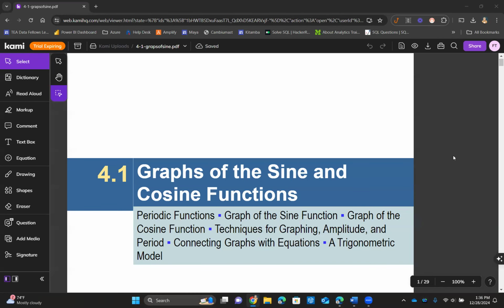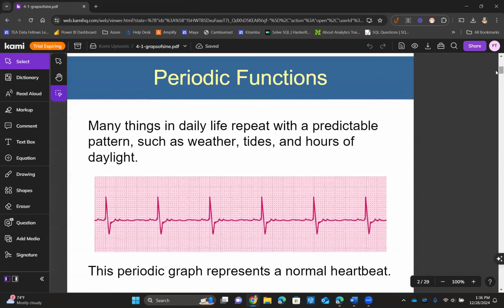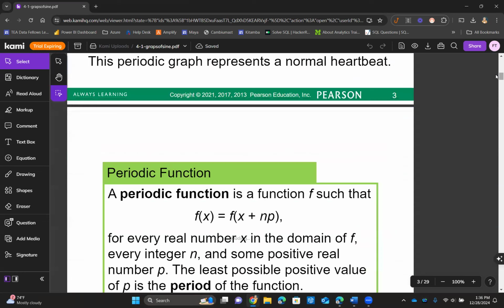4.1 is called graphs of the sine and cosine function, and it's the most important and essential lesson of chapter 4. Before we start talking about the graphs, we need to learn the term called periodic functions. Many things in life repeat with a predictable pattern, such as weather, tides, and hours of daylight.